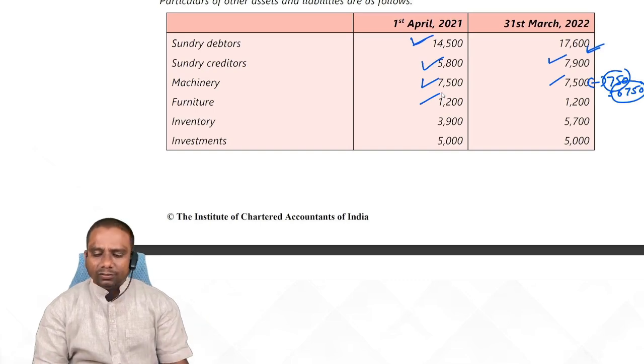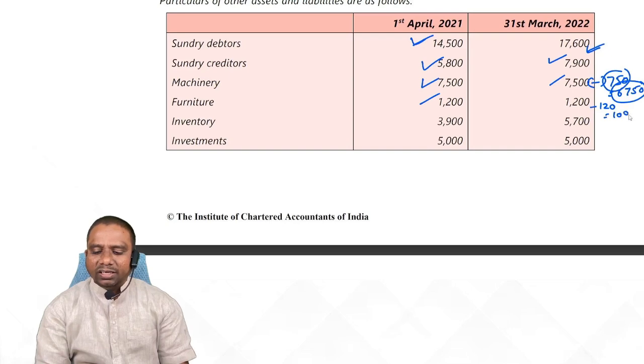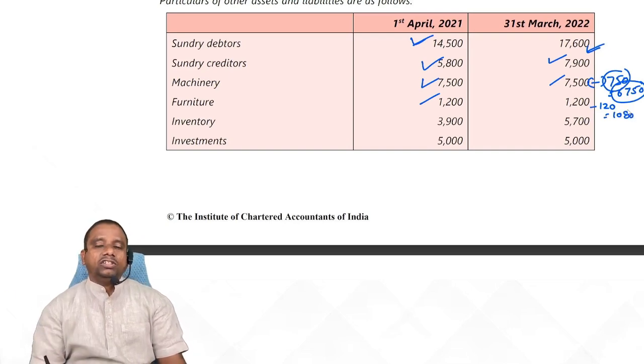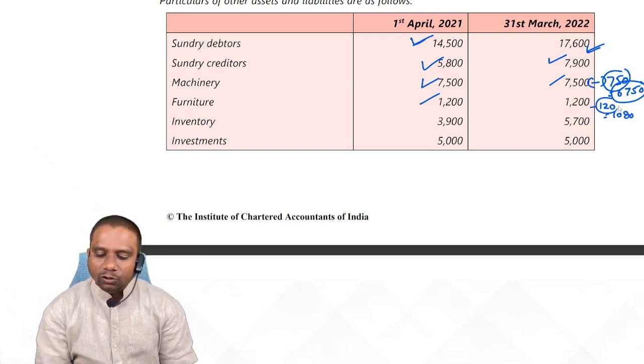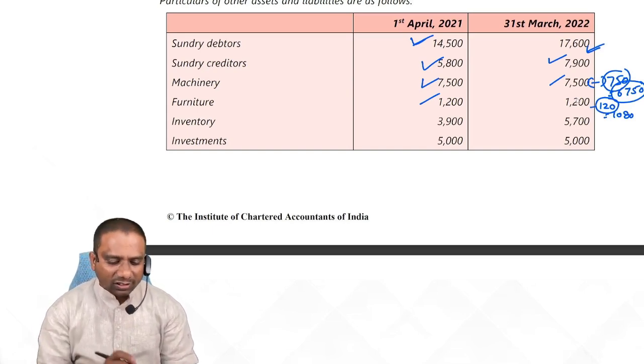Next one, furniture. Opening balance sheet asset. Now, on furniture also we have 10% depreciation, 120. Remaining 1080 it is shown on the asset side of new balance sheet, and 120 rupees P&L account debit. Don't forget this. Important adjustment.